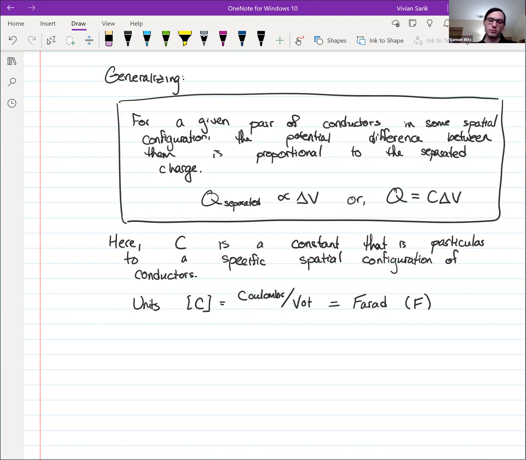It's coulomb, sorry, per volt. And so typically most real world applications of this idea of C, oh, is it named after Faraday? Okay, cool. Usually most real world applications will have measures of microfarads or smaller.